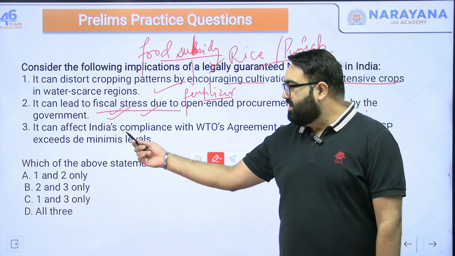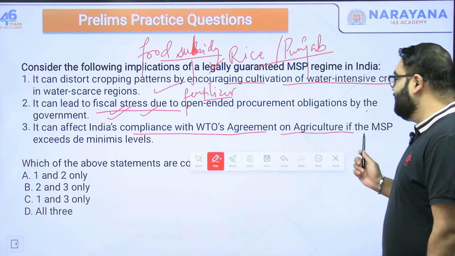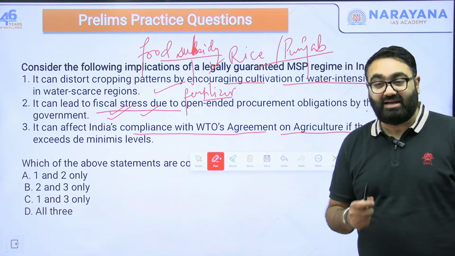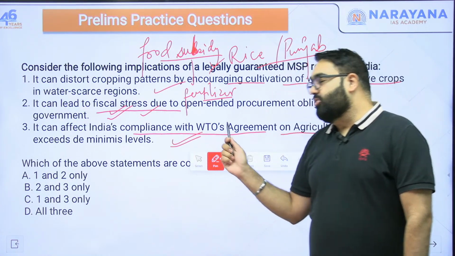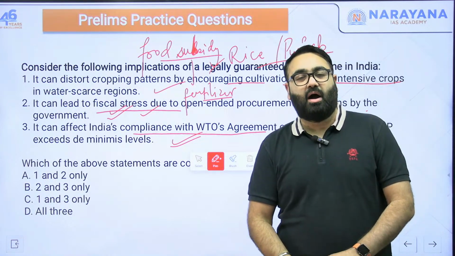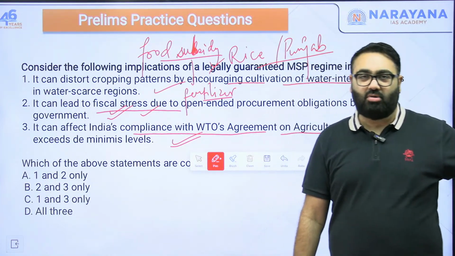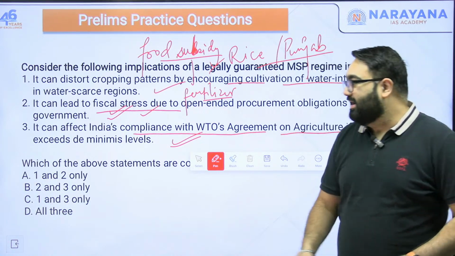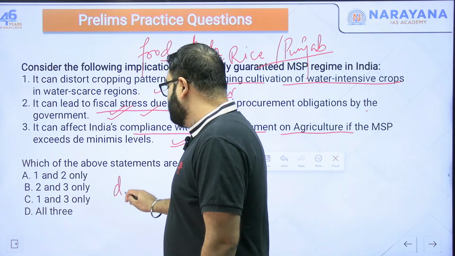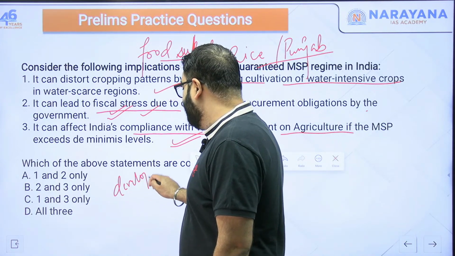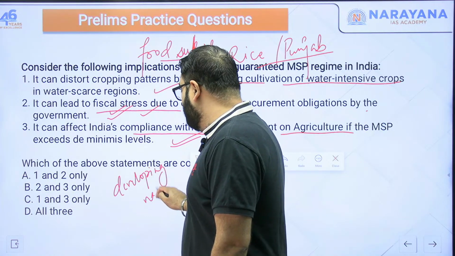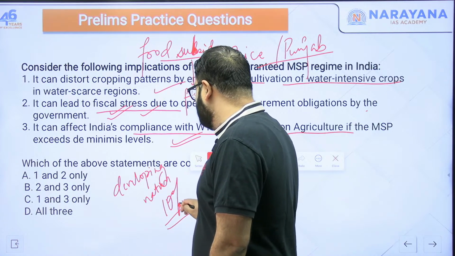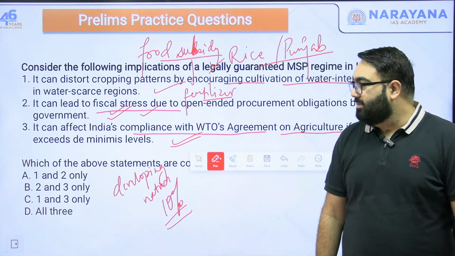Third, it can affect India's compliance with WTO's agreement on agriculture if MSP exceeds de minimis level. That is absolutely correct. WTO sets a certain limit about how much you can procure or how much subsidy you can give. That level for developing countries is 10% of the production. So for a developing country like India, the maximum amount of subsidy that we can give in terms of buying stuff from the farmers is 10% of our production. That is called a de minimis limit.